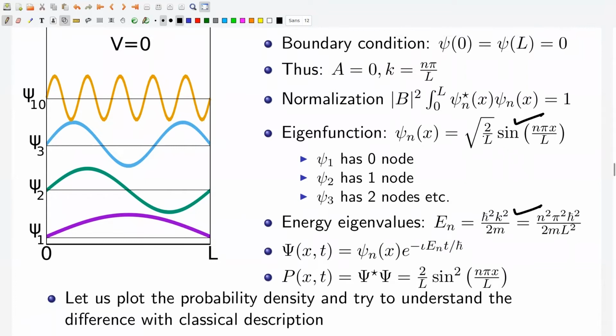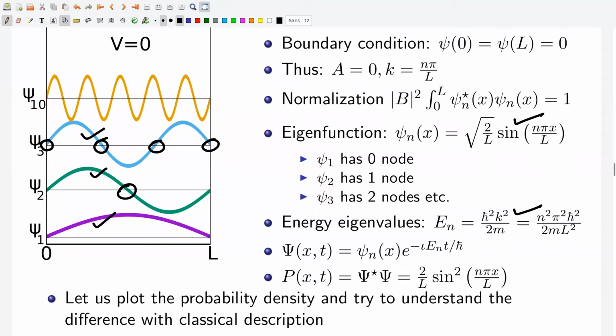Now let us plot a few eigenfunctions. So if you plot psi 1, so this is psi 1, this is psi 2, this is psi 3, and so on. And one thing you can note is that psi 1 has 0 nodes, psi 2 has 1 node, and psi 3 has 2 nodes, and so on. So what is a node? Where the wave function crosses this 0 line. Note that the wave function is 0 at the boundaries, but we don't count them as nodes. Only if the wave function crosses the 0 line inside the box, those are counted as nodes.